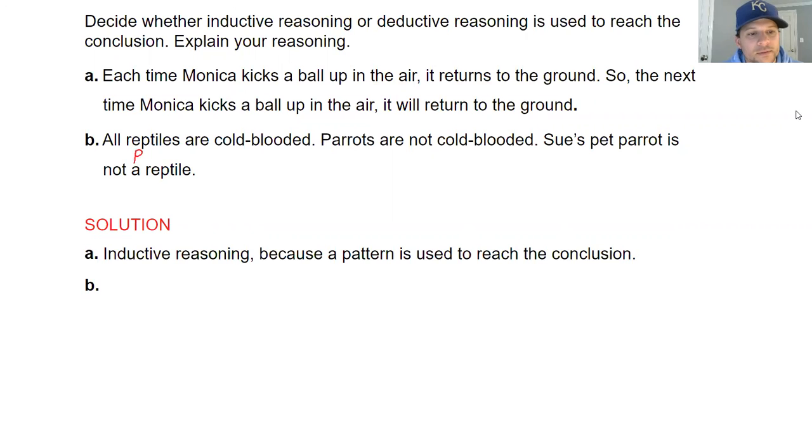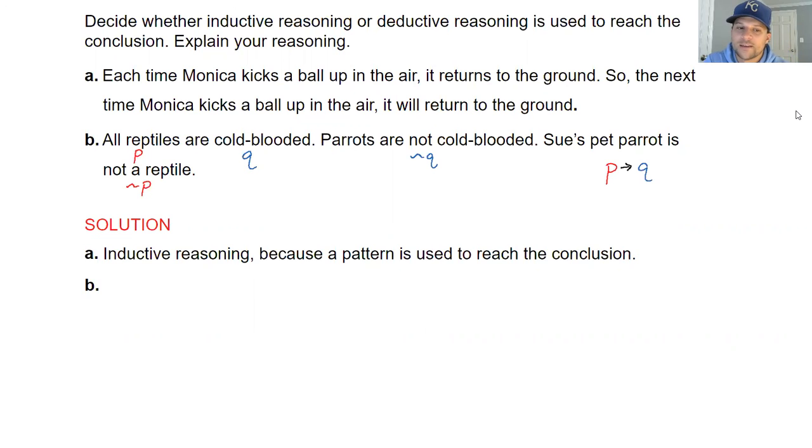Part B, all reptiles are cold-blooded. This is an if-then statement, but you don't see the words if or then. So if an animal is a reptile, then it is cold-blooded would be your statement using the words if and then. It's just a different way to rewrite a conditional statement. Parrots are not cold-blooded would be an example of a negation. You are inserting the word not into the conclusion from your first statement. And the second one includes a negation of the hypothesis.